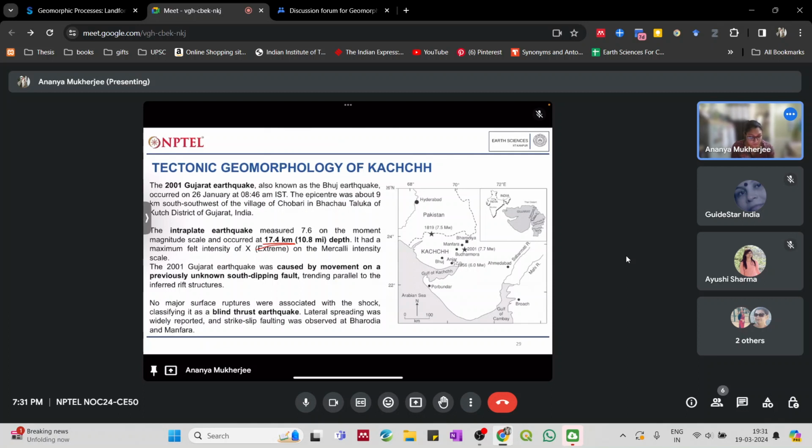So you can see over here all the different epicenters of the different earthquakes that have occurred. The 2001 epicenter is obviously at a distance from the 1819 as well as the 1956 earthquake over here. So in this earthquake the stress was released due to the movement along an unknown fault. Now this fault was actually hidden.